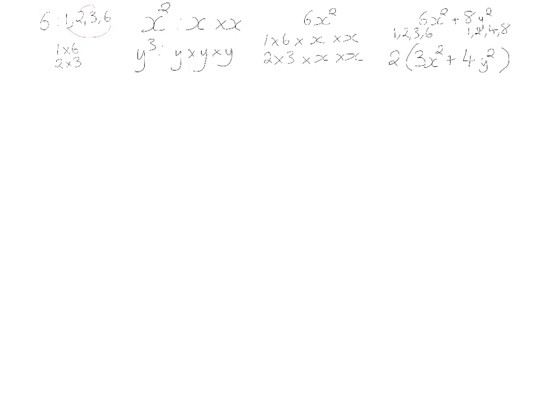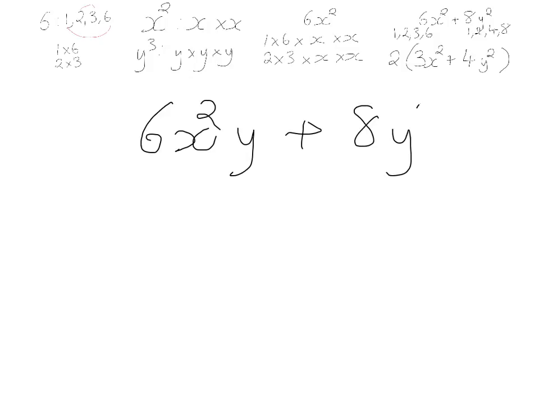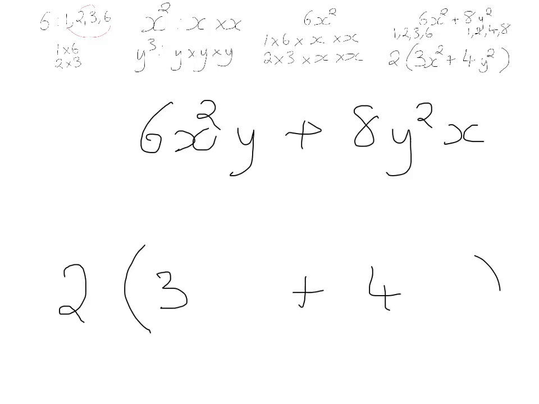Okay, let's change it a little bit. Instead of just 6x squared plus 8y squared, I'm going to say 6x squared y plus 8y squared x. Now from what we did before, we know that the 2 goes in front of the bracket, and that we're going to have a 3 here, and we know that we're going to have a 4 here.